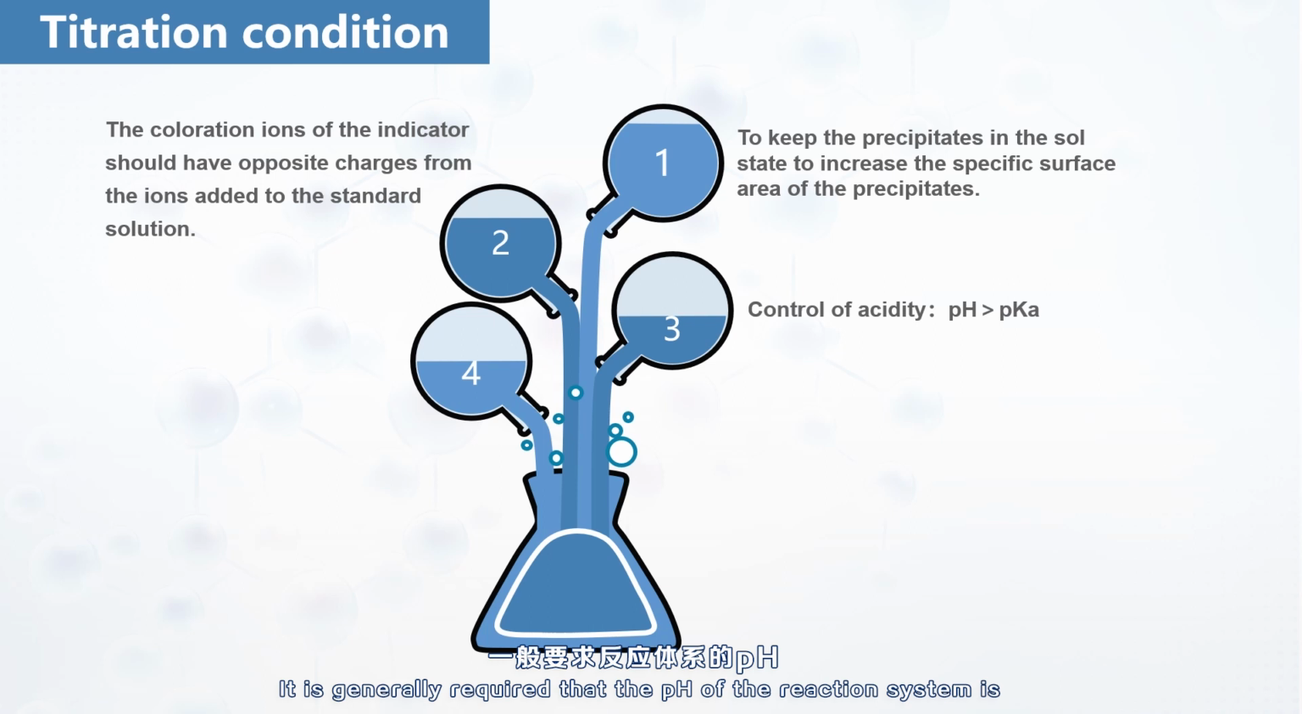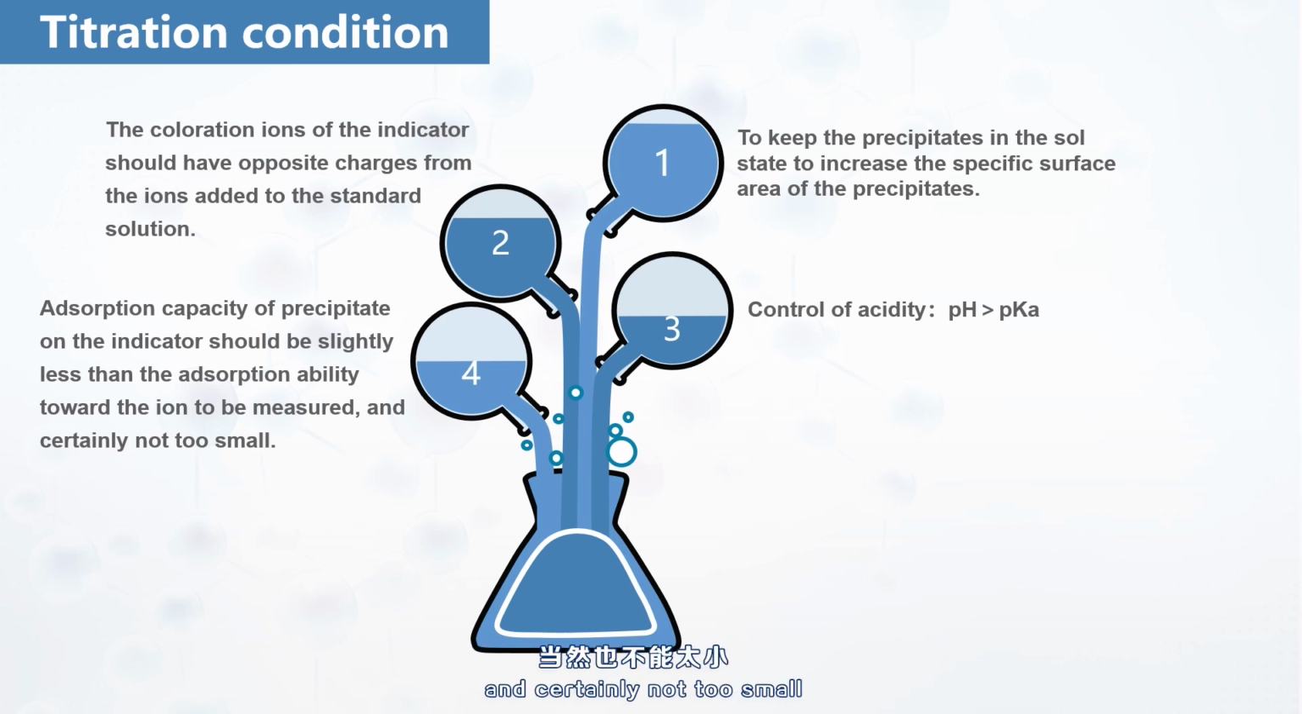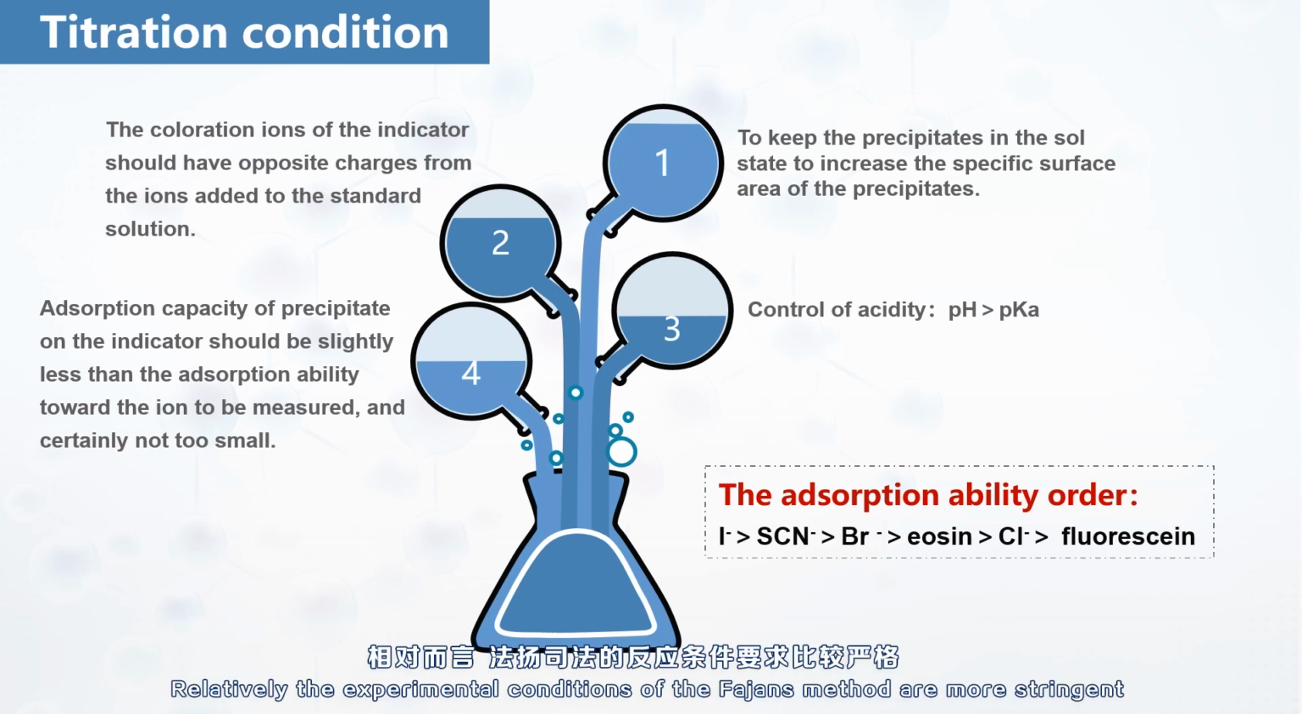It is generally required that the pH of the reaction system is greater than the pKa value of the indicator. The most important thing is that the adsorption capacity of precipitate on the indicator should be slightly less than the adsorption ability toward the ion to be measured, and certainly not too small. We can choose a suitable indicator for the system according to the adsorption ability order provided here. Relatively, the experimental conditions of the Fajans method are more stringent.